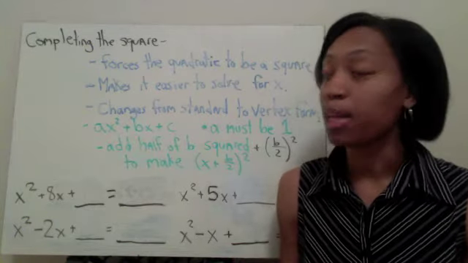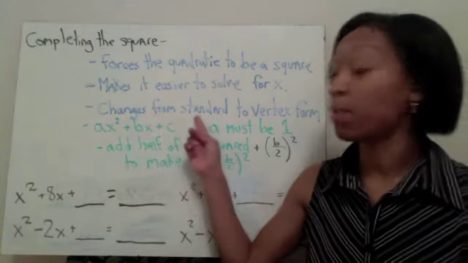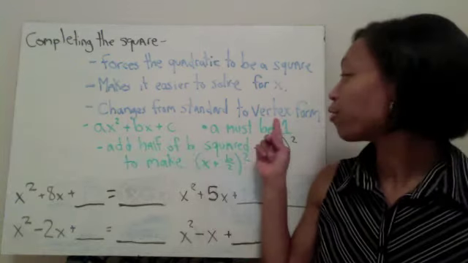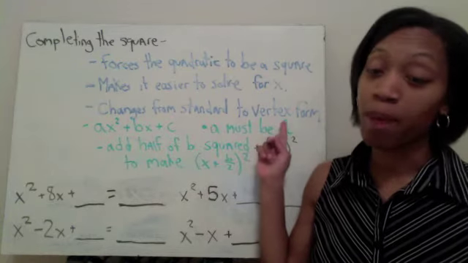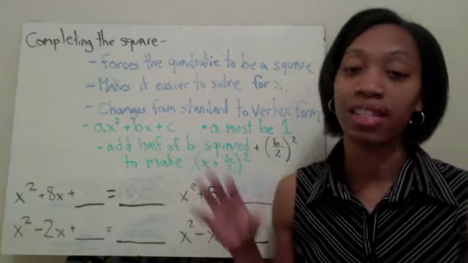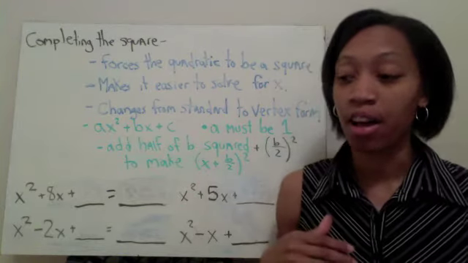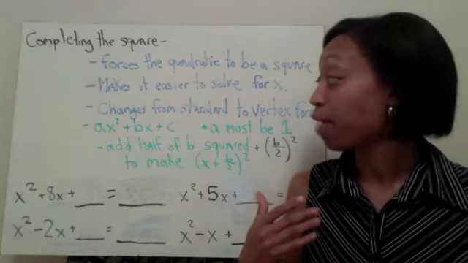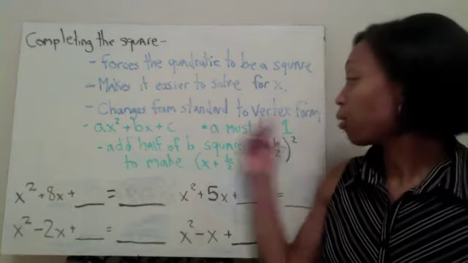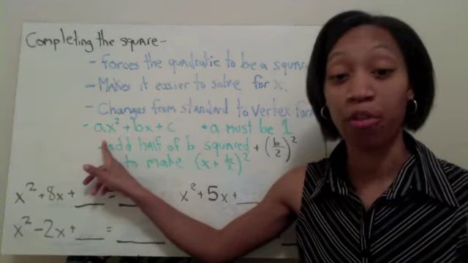And completing the square changes it from being in standard form to being in vertex form. And vertex form is better because then you can graph it easily. You can see what the vertex is and different aspects of the graph. But we haven't done vertex form yet. So far we're familiar with standard form.